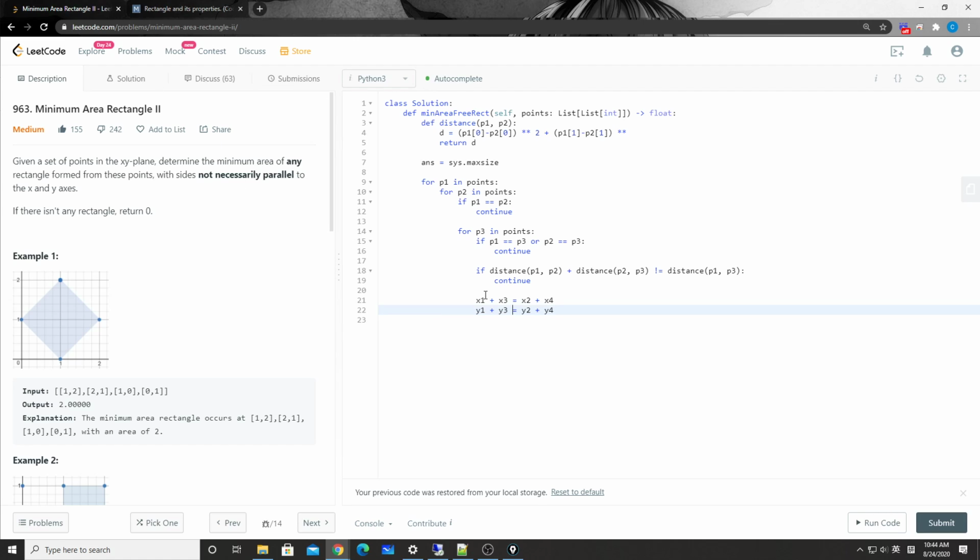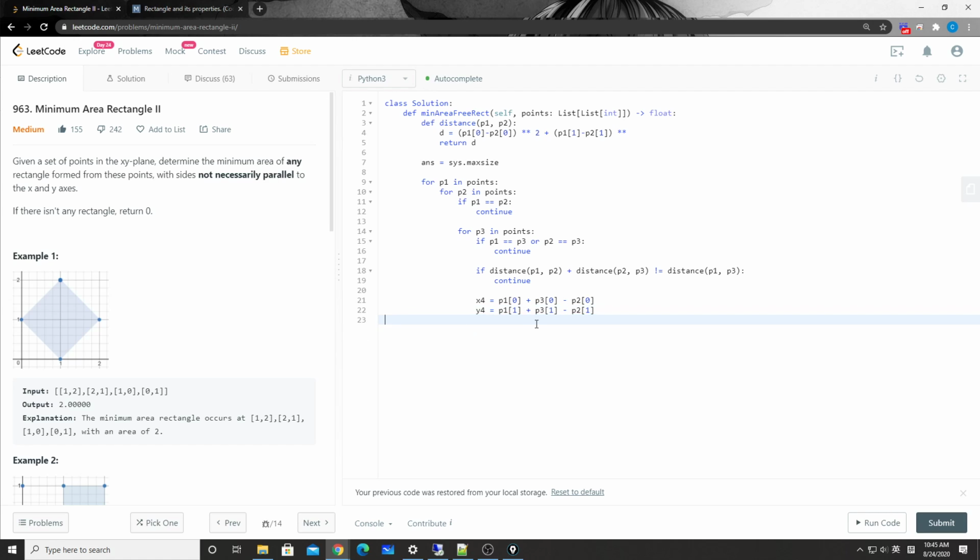Cool. Coming back here, since we have this formula, this equation, then with 3 points we can simply find the fourth point. Now the x4 will be p1[0] plus p3[0] minus p2[0]. Same thing for the y4: p1[1] plus p3[1] minus p2[1].